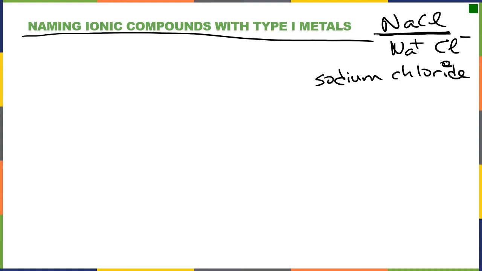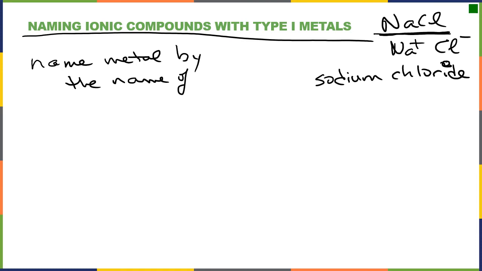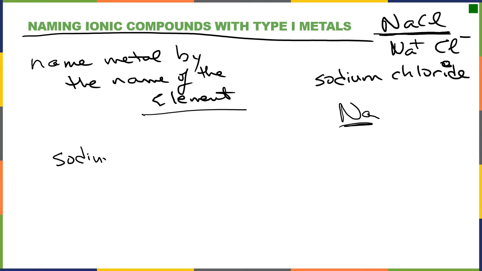compounds. So the rule here is we're going to name the metal by the name of the element. At this point, hopefully you've got a lot of your elements memorized, so these are going to be straightforward. So when you see Na right here for NaCl, you go, okay, that's the first thing, the name of the element, and we're going to write sodium. Now we only have two things we do here. Either we write sodium, and then we follow it by the name of the anion.